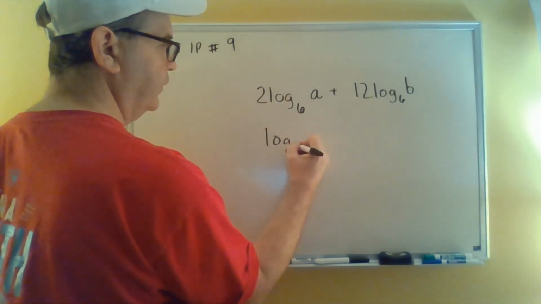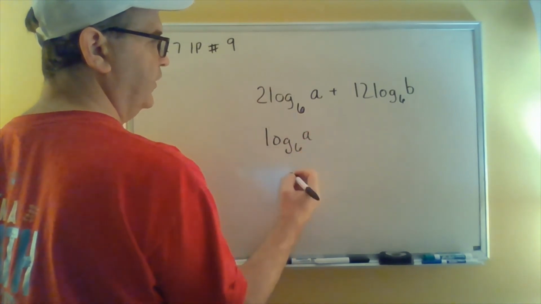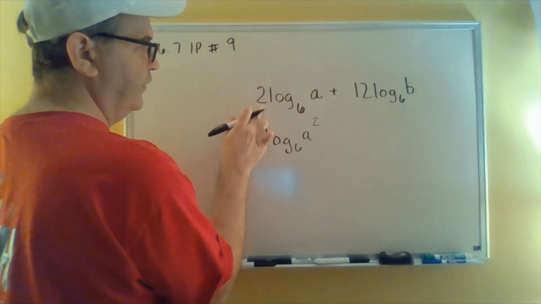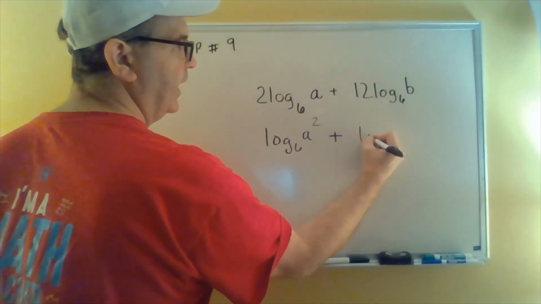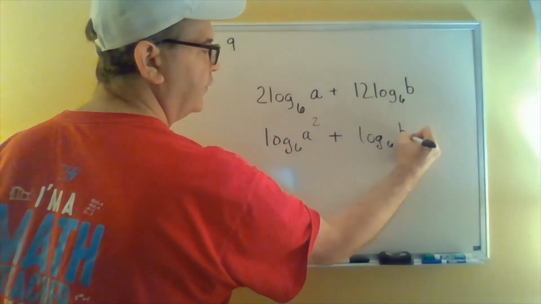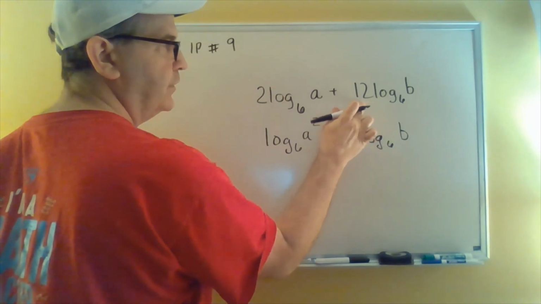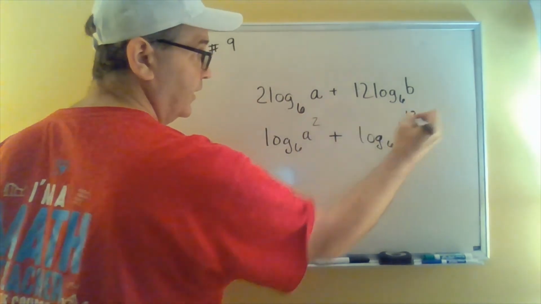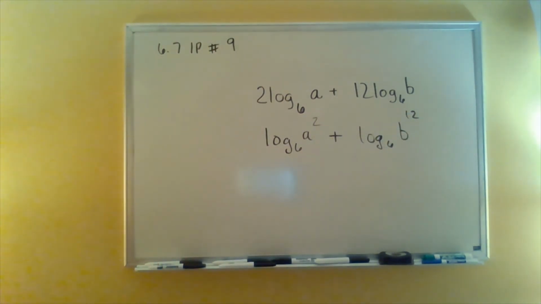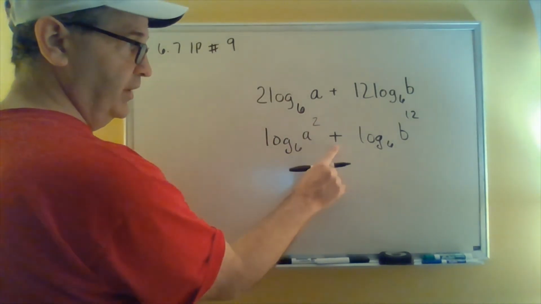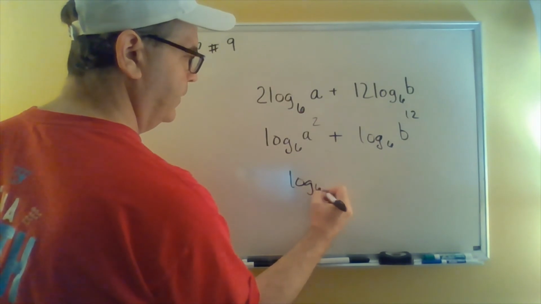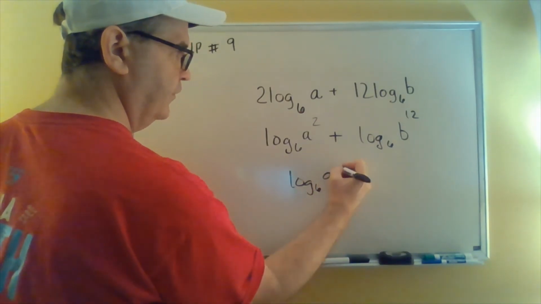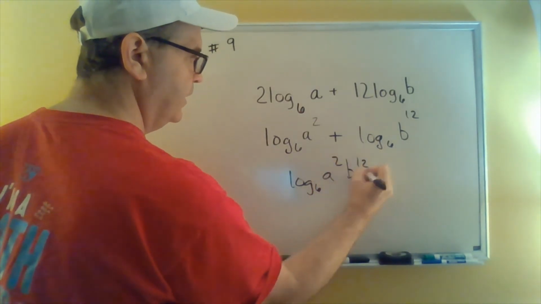This first term, I'll do with log base 6 of a squared, moving that 2 in from the coefficient spot into the exponent spot. And I'm going to add log base 6 of b, and I'm going to move that coefficient of 12 into the exponent spot here. Now I'm going to employ that product property because I have an addition sign here. So I'll get the log base 6 of a squared b to the 12th.